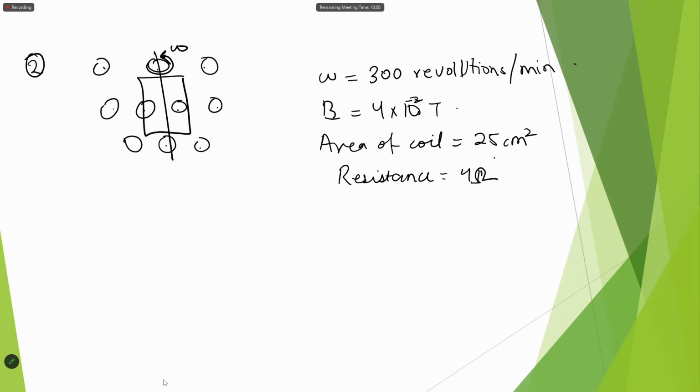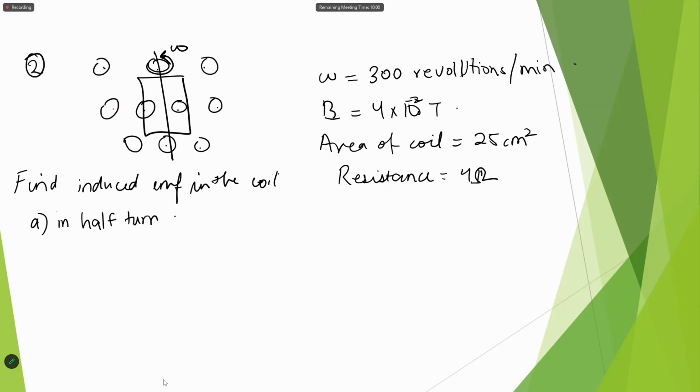Okay. Now they ask you to find the induced EMF in the coil, but this time it's different. Look, find the induced EMF in the coil, but part A says in half turn, and part B says in full turn. Find the average induced EMF. This is average. Now, let us be very, very careful.